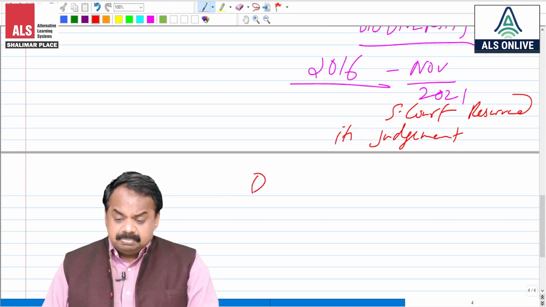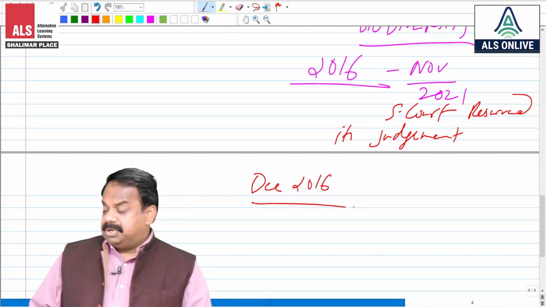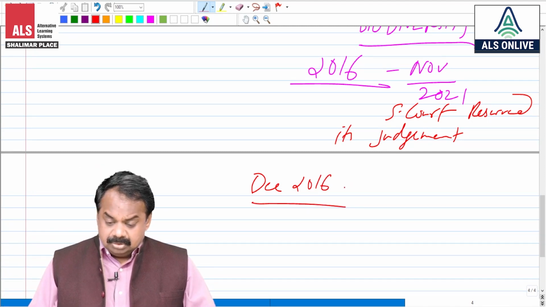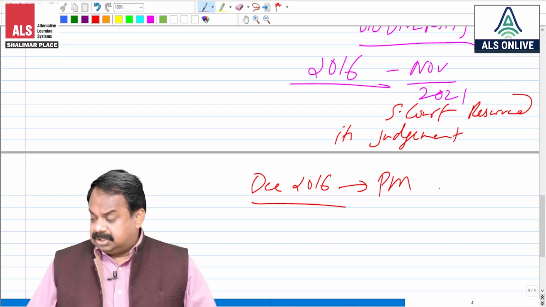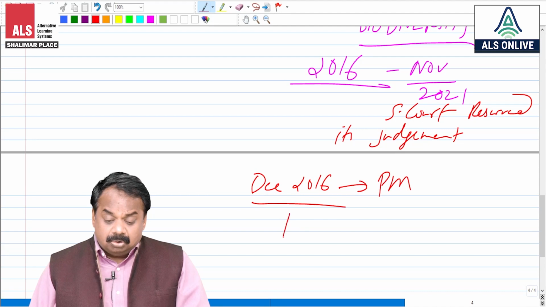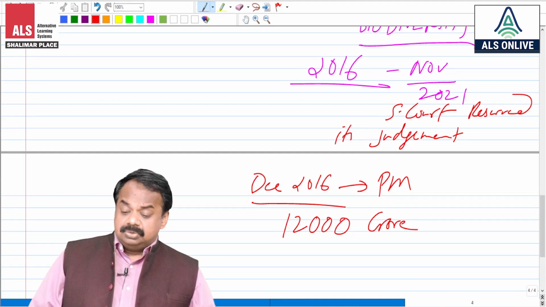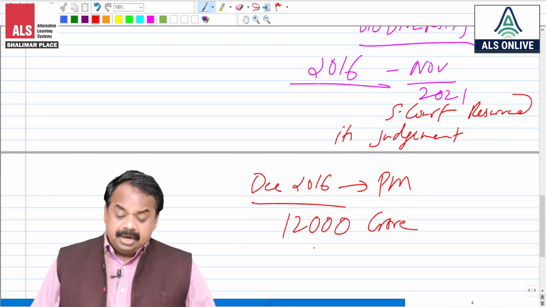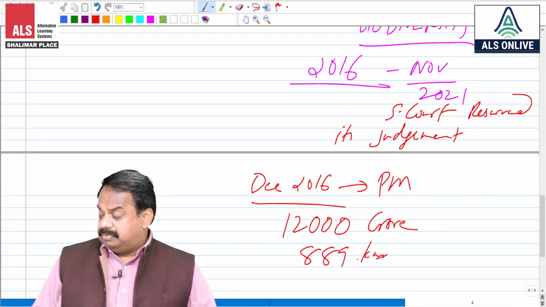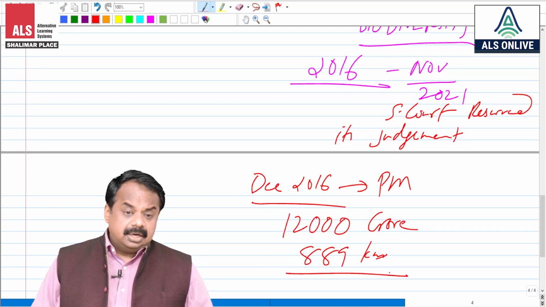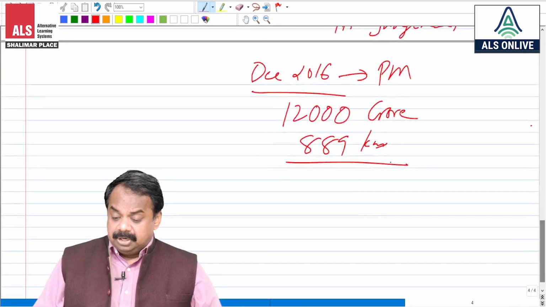So, what happened was that in December 2016, the Prime Minister laid the foundation for the project. And it's a 12,000 crore rupee highway expansion project, to widen 889 kilometers of roads connecting all the four.